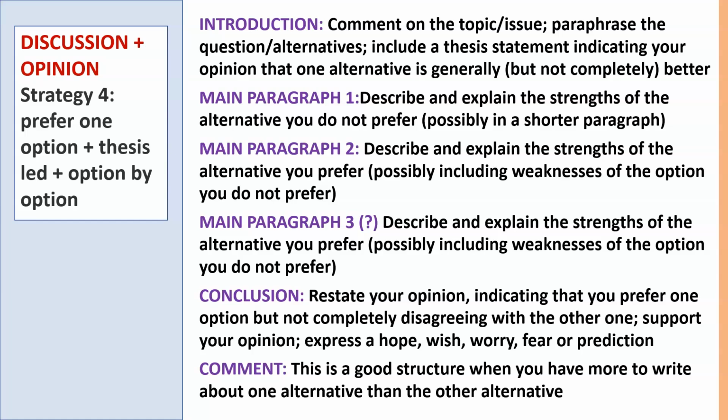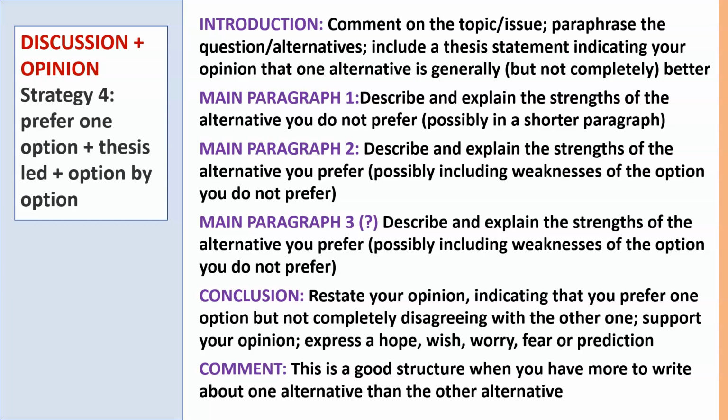That's quite hard to do, and you can run out of time. So generally, I would recommend just 2 main body paragraphs, unless you are able to write quickly and accurately at a high level. In your conclusion, you can restate your opinion and indicate that you prefer one option but not completely disagreeing with the other one, and you can support your opinion, and our usual favourite, you may have a hope, a wish, a worry, a fear, or a prediction.